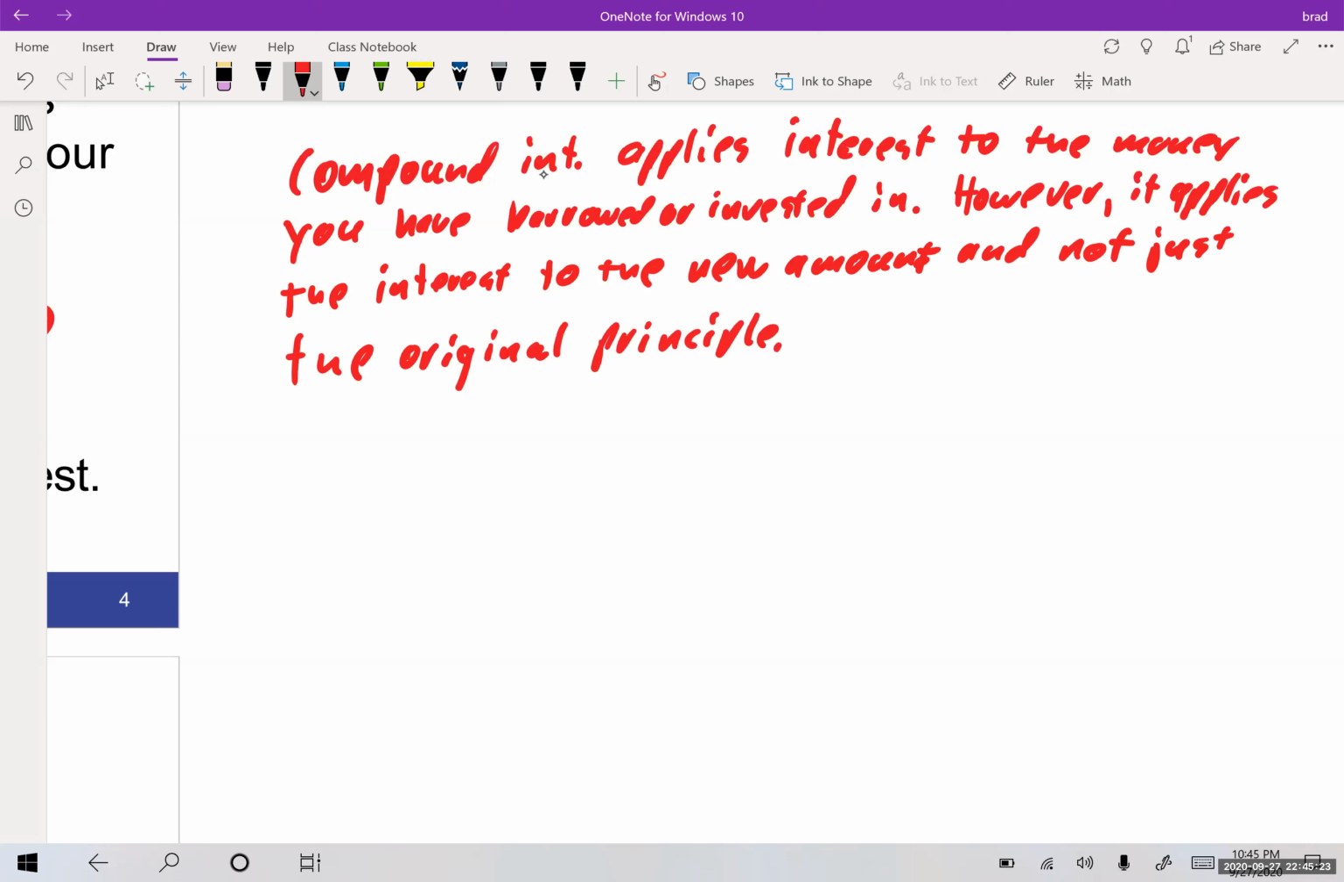Right? So with simple interest, it's always just on the principal. Whatever the principal is, they apply the interest to that, boom, done. You find out how much it's going to be, whether it's a borrowing amount or whether it's an investing amount.